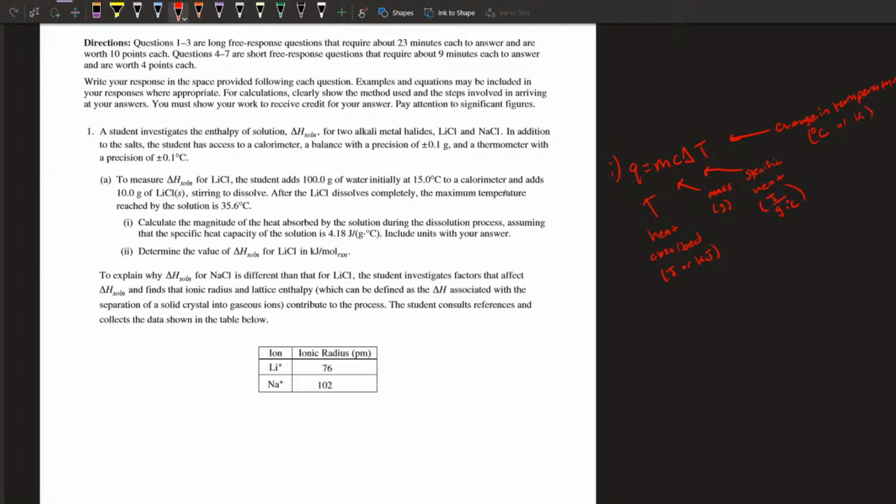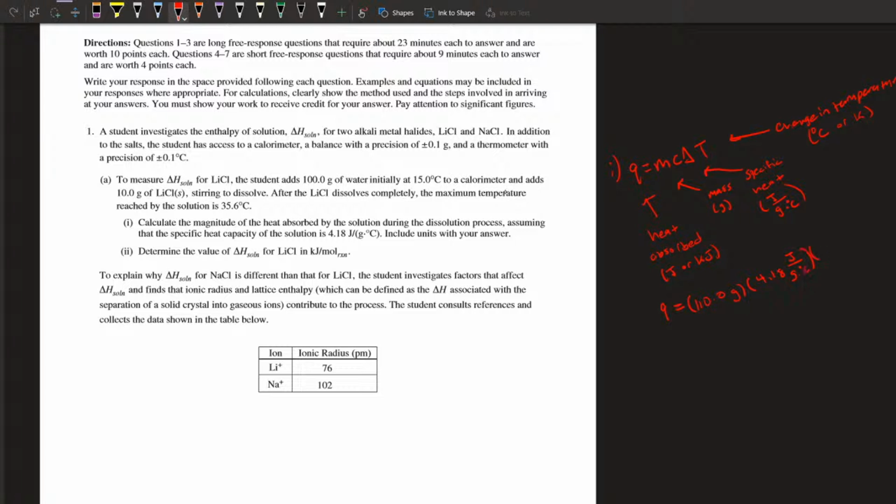So what we're going to do is plug in what we know. We're looking for q, heat absorbed. What are we going to plug in for m? We start with 100 grams of water, and the student adds 10 grams of LiCl. That means we have a total of 110.0 grams of mass in the calorimeter. Then the specific heat capacity of the solution is 4.18 joules per gram times degree Celsius. So we're going to write that for a specific heat capacity.